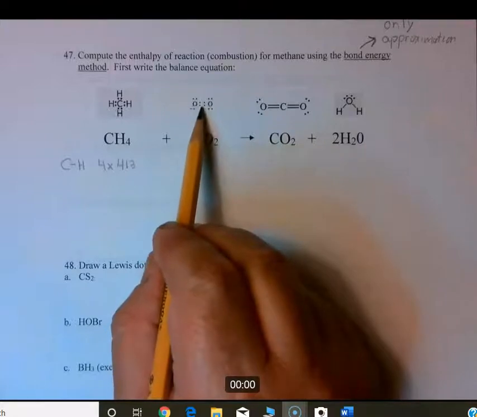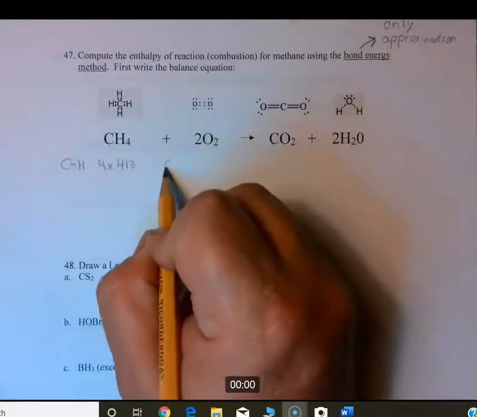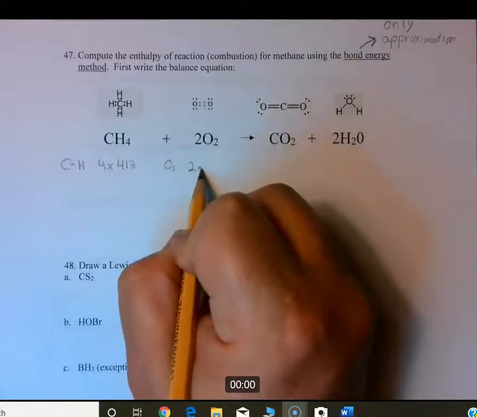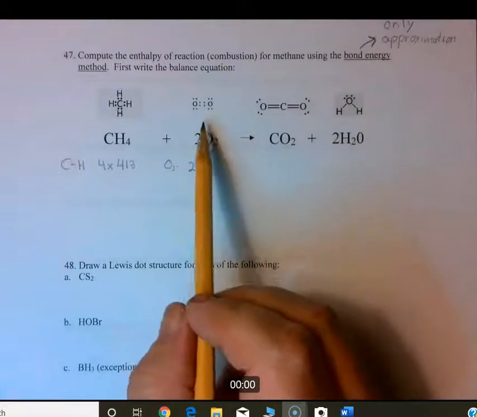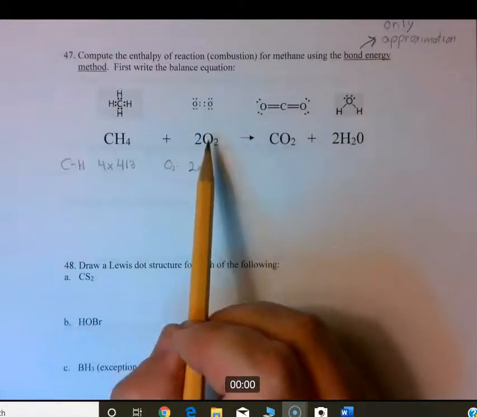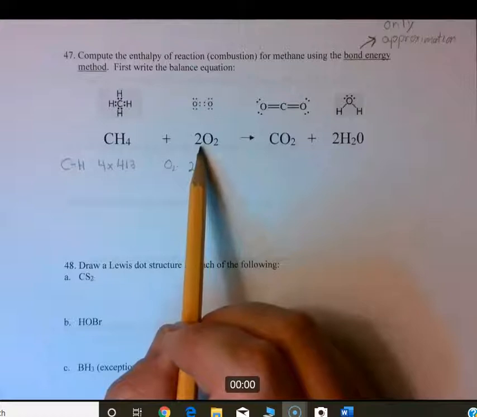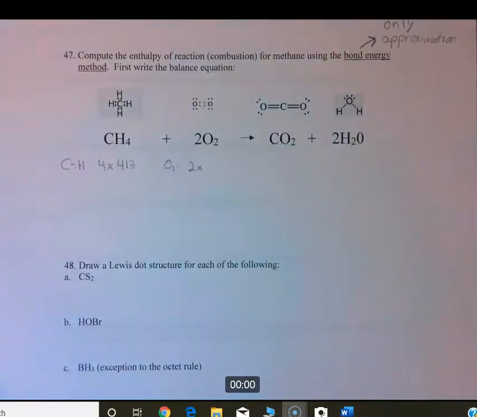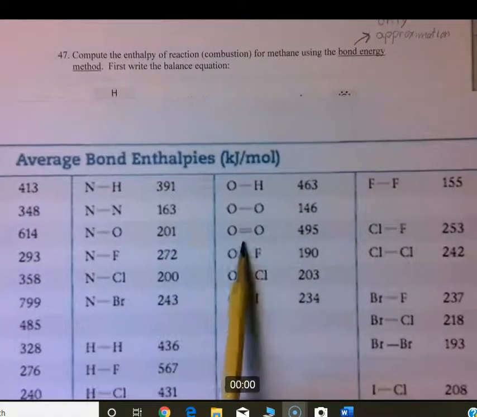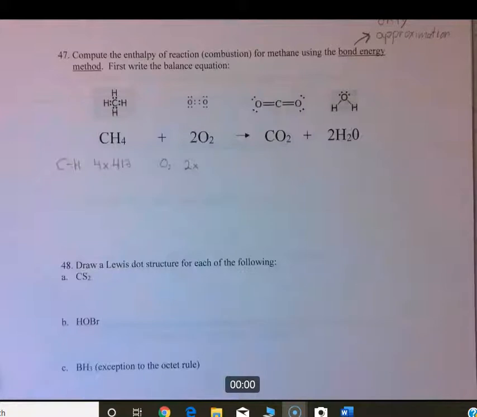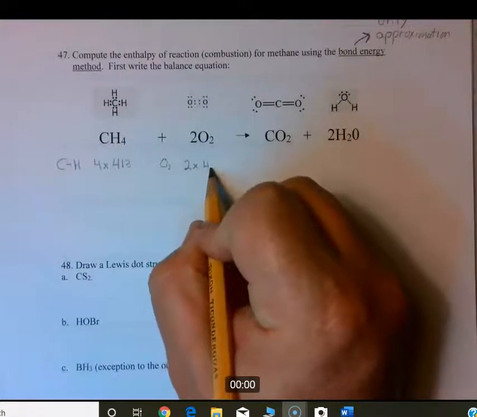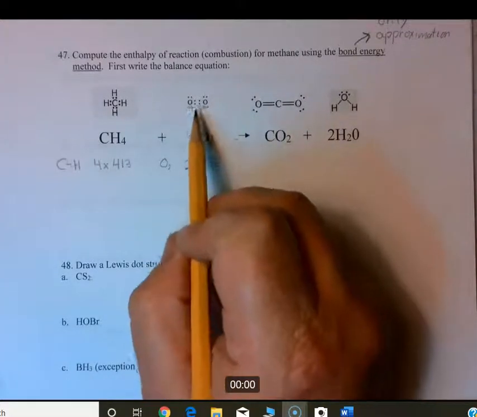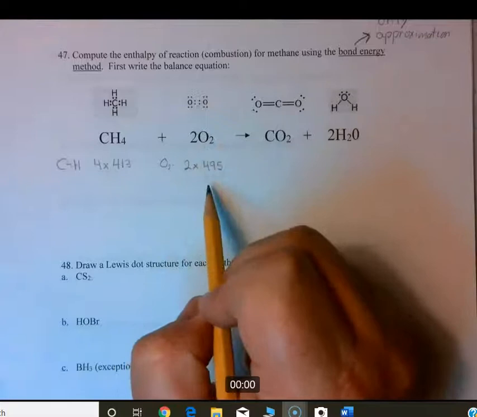So the O2s are double bonds. So for O2, we have 2 times. Remember, you have to multiply by however many bonds you have, and then however many molecules you have. So in this case, we only have 1 O2 double bond. And if we look here, right there, the O2 double bond is 495. We only have 1 of those, but we have 2 different molecules. So it's 2 times 495.